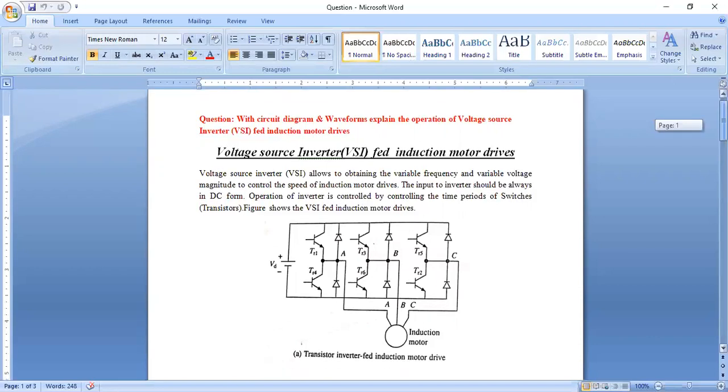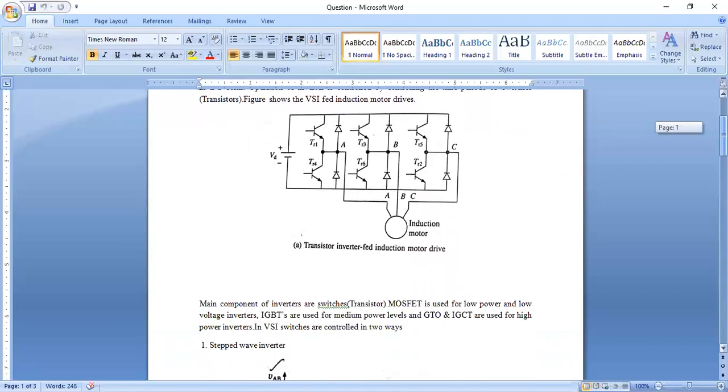One more important thing is that the input to the inverter is always in DC form. Even if you have AC, we convert it to DC and give a variable DC supply to the inverter. That is the important thing. Let us study.